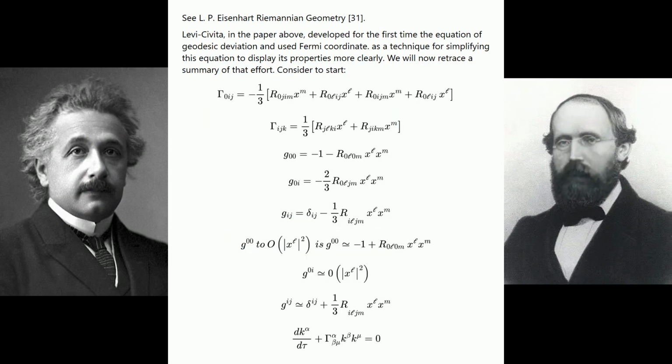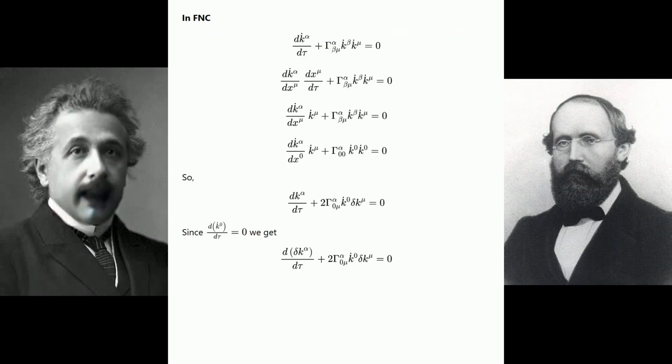See L. P. Eisenhart, Riemannian Geometry. Levi-Civita, in the paper above, developed for the first time the equation of geodesic deviation and used Fermi coordinates as a technique for simplifying this equation to display its properties more clearly. We will now retrace a summary of that effort. Consider to start, see the group of equations. In FNC, see the equations shown. So, see the next equation shown.